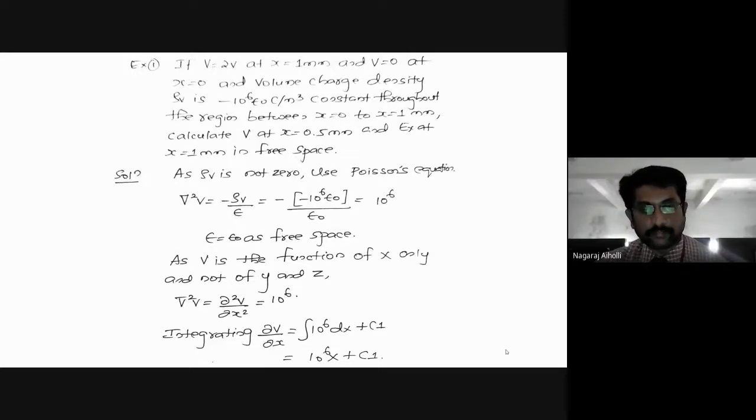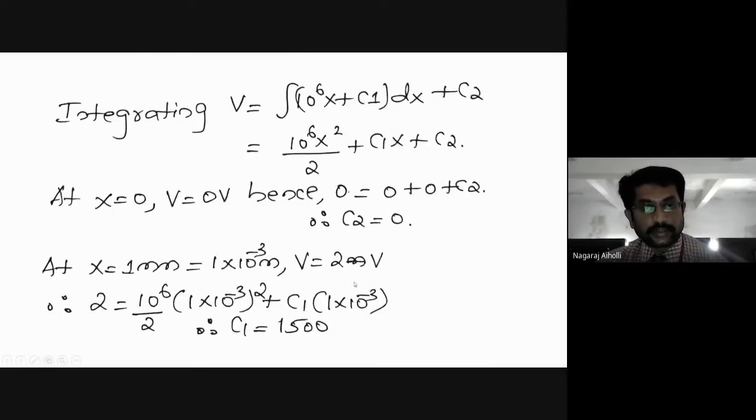Let us check. At x equal to 0, v equal to 0. Substitute in this equation. So LHS is 0 here. That is equal to 10 raised to 6 into 0. X is 0, so this term will be 0. 10 raised to 6 x square by 2 will be 0 plus C1x, C1 into 0, this will also be 0. Then we get only C2. What is C2? C2 equal to 0. Your answer is correct. C2 is 0.